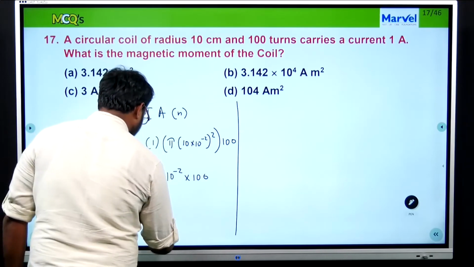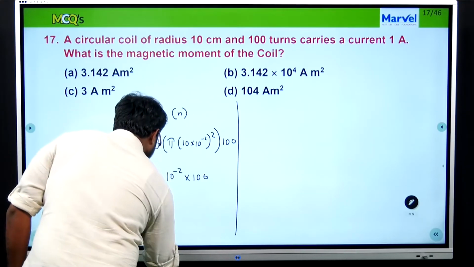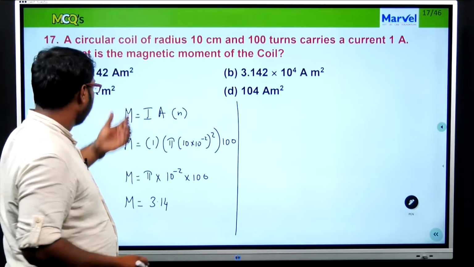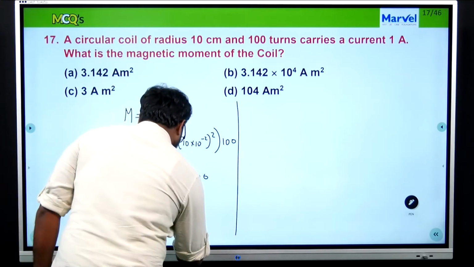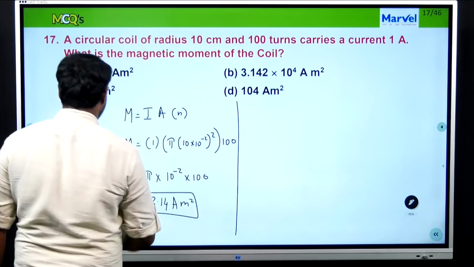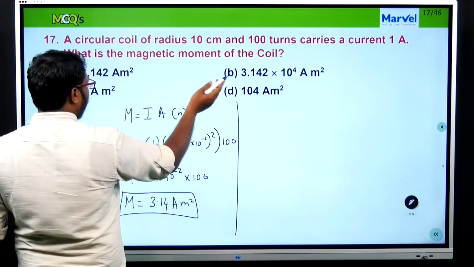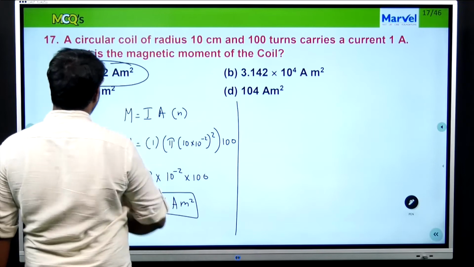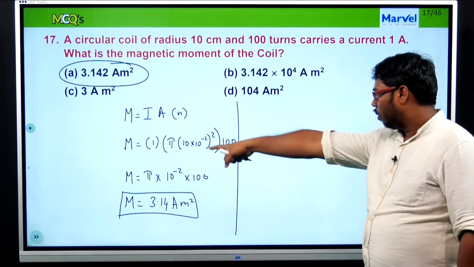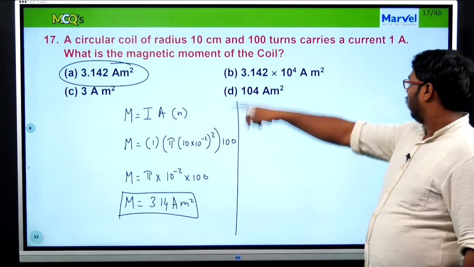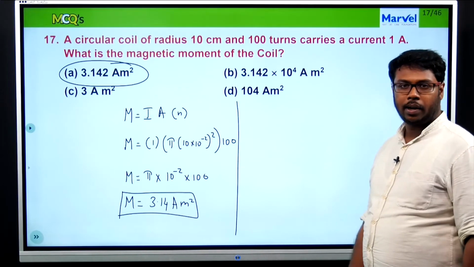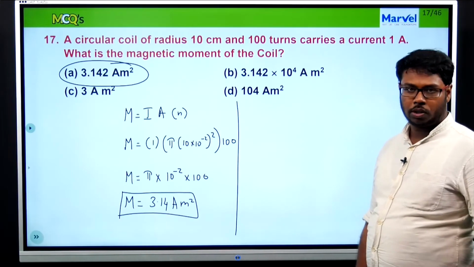That is the magnetic moment of this particular coil, and we know that the unit for the magnetic moment is ampere meter squared. So, which brings us to the answer, which is our first option, 3.142. That is the value of pi. You see, first the formula, then take all the quantities given to you in the question, plug it in, get the answer directly. Easy and straightforward question.